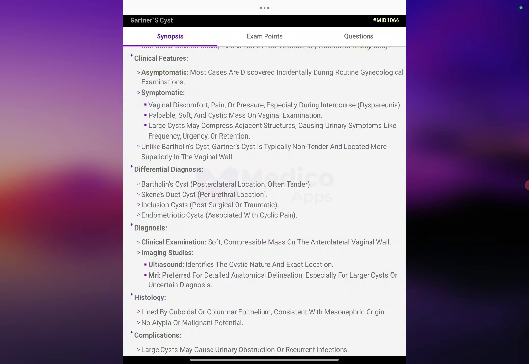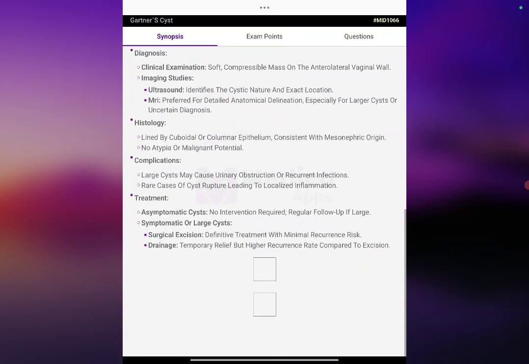Clinical examination reveals a soft, compressible mass on the anterior lateral vaginal wall. Imaging studies like ultrasound identify the cystic nature and the exact location. MRI is preferred for detailed anatomical delineation, especially for larger cysts or uncertain diagnosis. Histology: lined by cuboidal or columnar epithelium, consistent with the mesonephric origin, with no atypia or malignant potential.